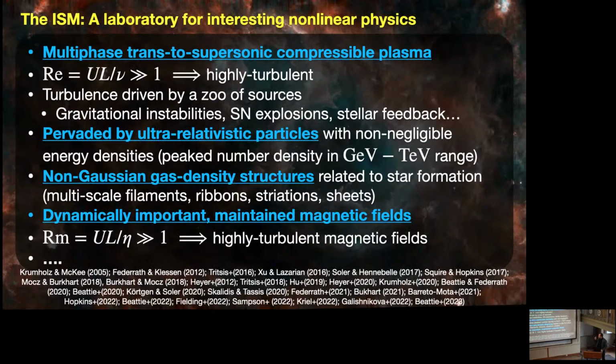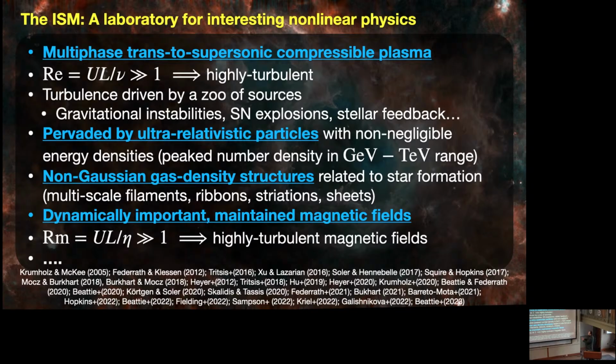So the ISM, for those who are not familiar with the interstellar medium, is really a laboratory for interesting nonlinear physics. Even though it's very hard to probe this nonlinear physics with observations, the ISM is itself this beautiful lab that has all this nonlinear physics entrenched inside of it. So it's a multiphase, transonic-to-supersonic, compressible plasma. It has very high Reynolds numbers. We'll talk a little bit more about Reynolds numbers in a second. But what this means is that it's highly turbulent, it's highly nonlinear.